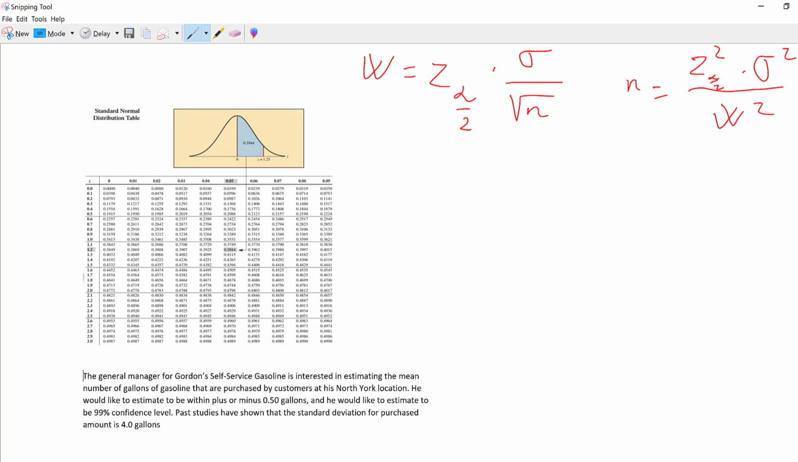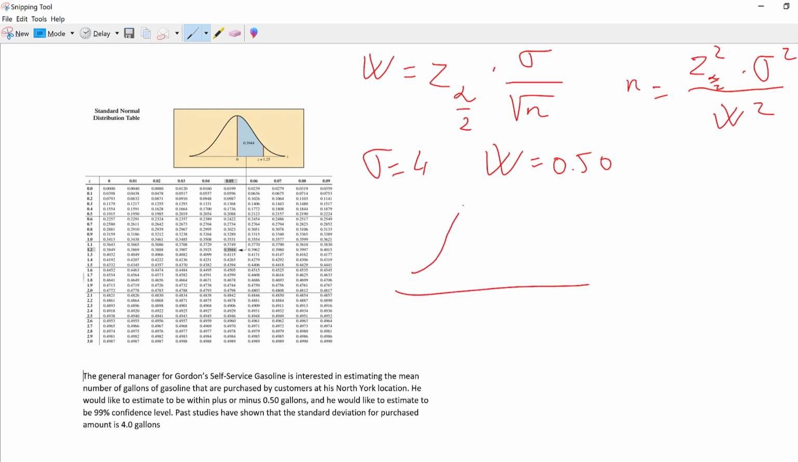We have the standard deviation of the entire population. It's 4 gallons. And we have the margin error. It's 0.50 gallons. But we do not have the critical value for the desired level of confidence.